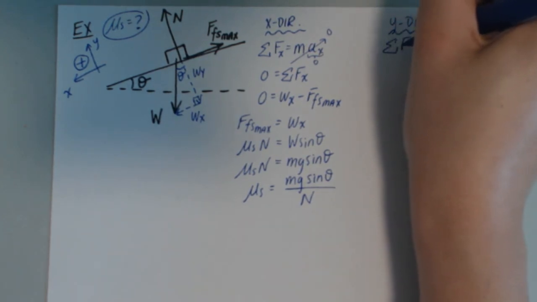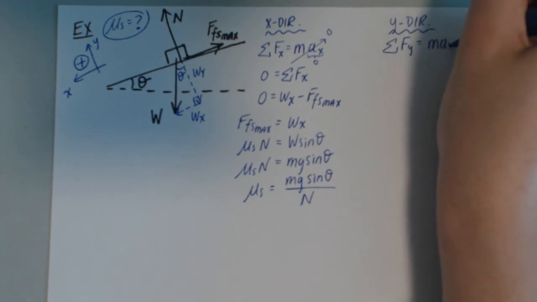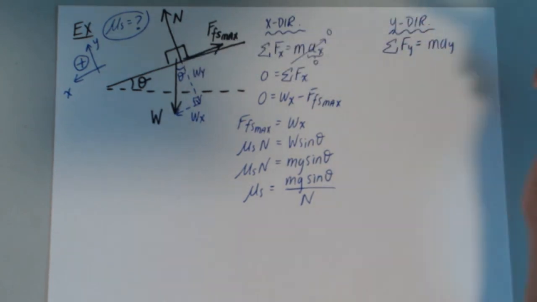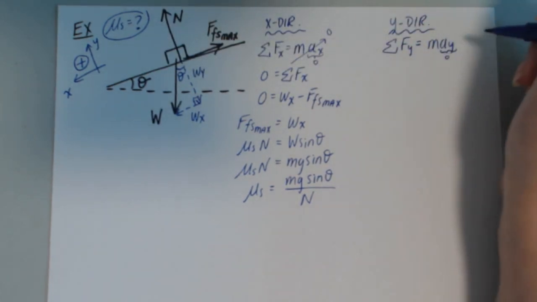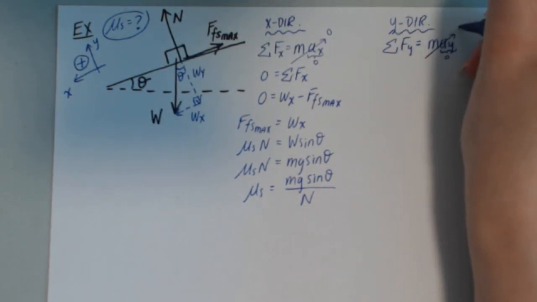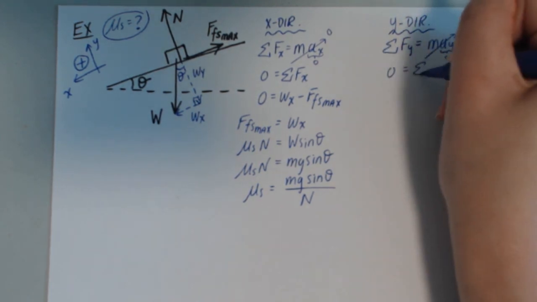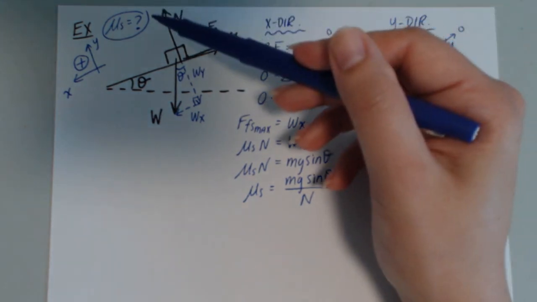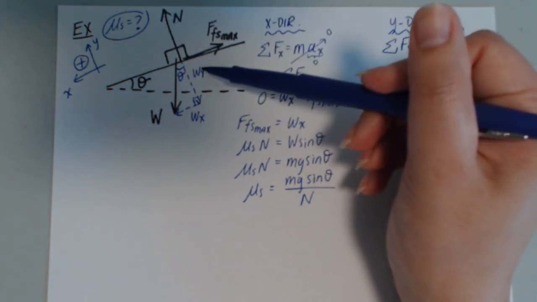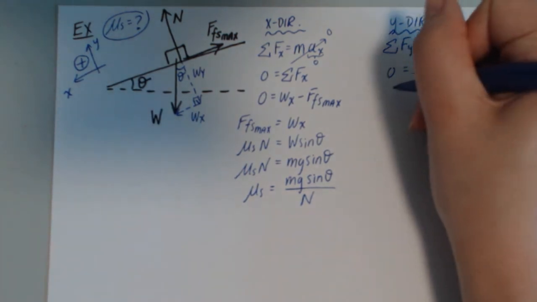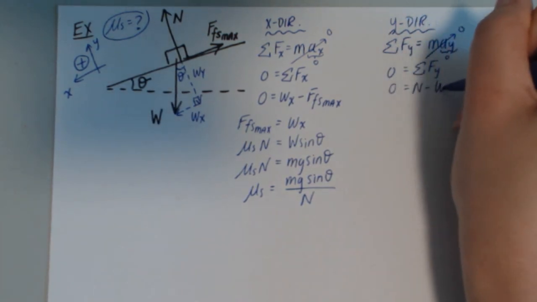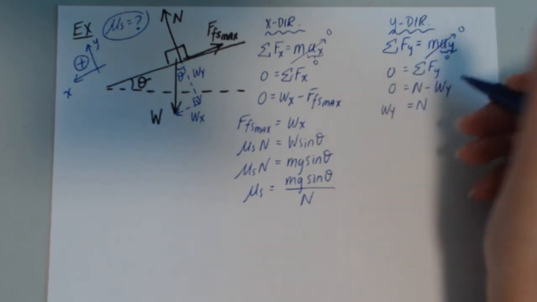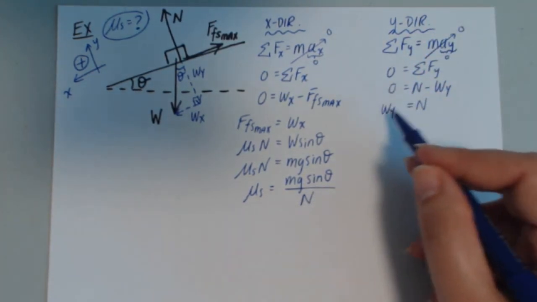So the sum of the forces in the y direction is equal to ma in the y direction. Now, this object is not accelerating up and down the ramp. So acceleration in the y is 0, which means 0 times mass is 0. So 0 is equal to the sum of the forces in the y. In the y direction, I have two forces. I have normal in the positive y, and I have wy in the negative y. So this is equal to N minus wy. So that means N is equal to wy, right? So N is not equal to w, it's equal to wy here.